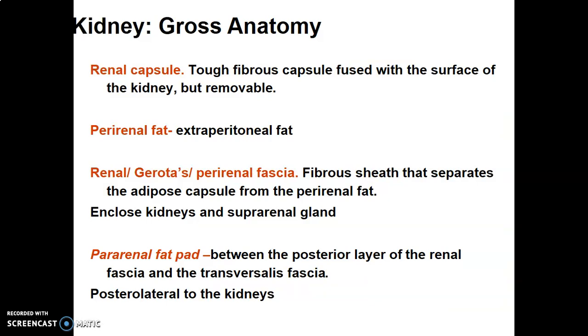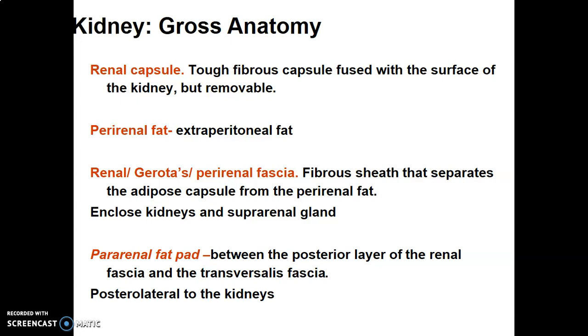So we start with the capsule of the kidney. It's tough and fibrous and usually fuses with the surface of the kidney, and it's usually removable. Then after that, you go to the perirenal fat. This is just part of the extraperitoneal fat. Then from there, you move to the perirenal fascia, which is the Gerota's fascia. It's fibrous and separates the adipose capsule from perirenal fat. It usually encloses both the kidney and the suprarenal gland.